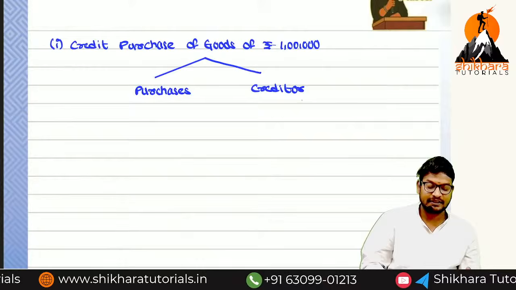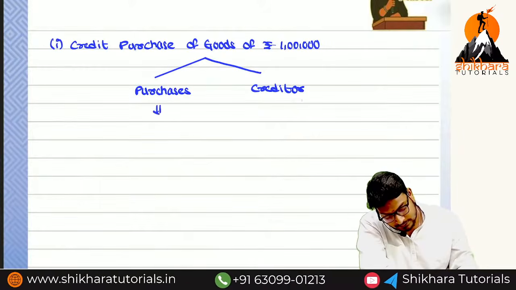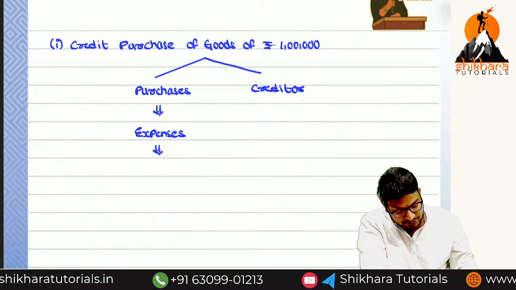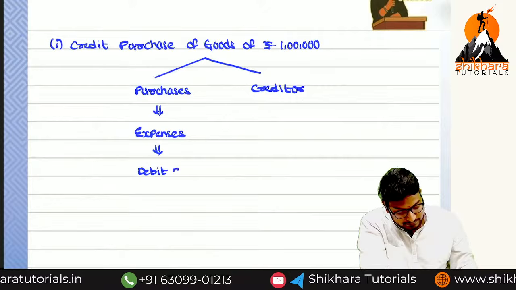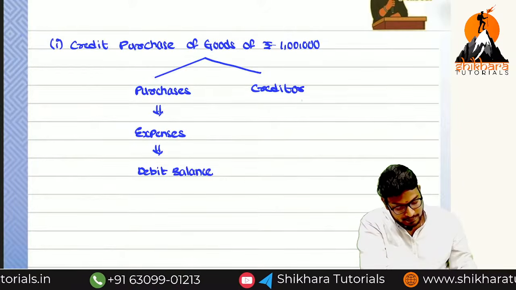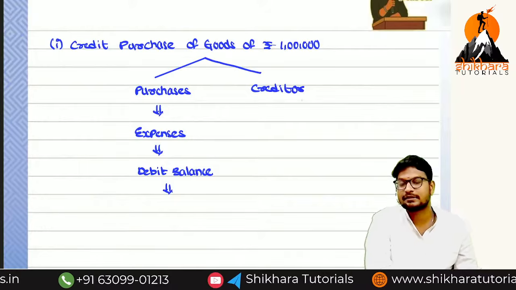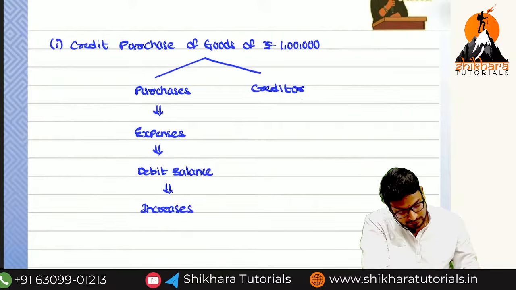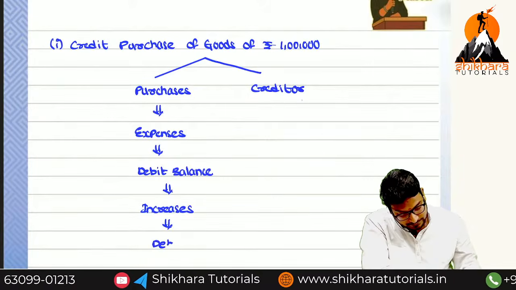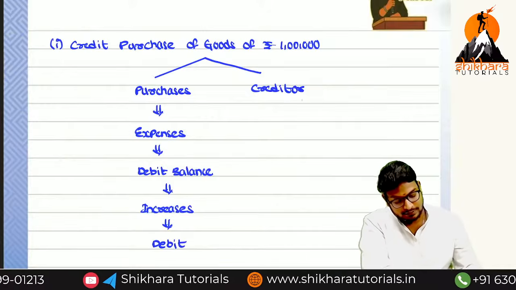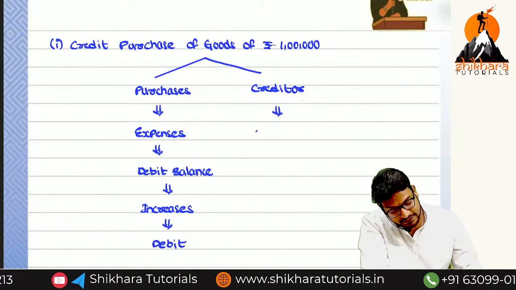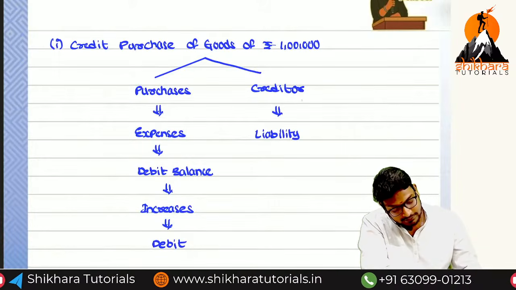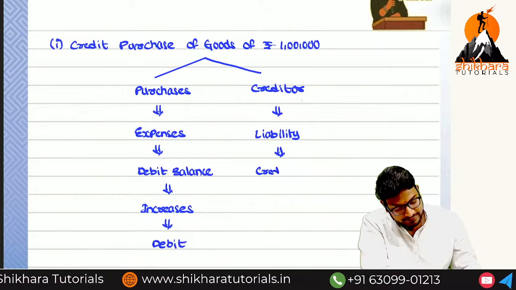Purchase is an expense or income? Expenses. So expenses have which balance? Debit balance. So as we have always discussed, expenses always increase or decrease? Increase. So what do we need to do? Debit. Next, coming to the creditor. Who is the creditor? Asset or liability? Liability. So liability will have which balance? Credit balance.